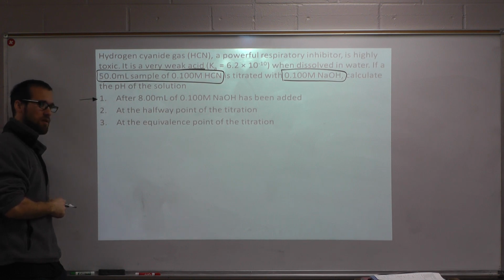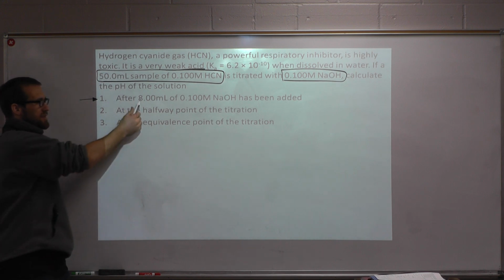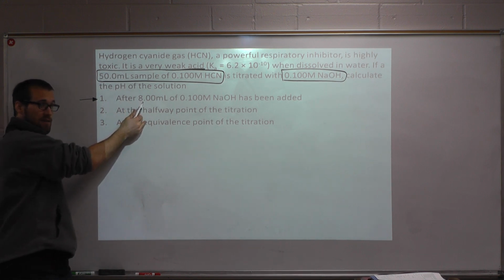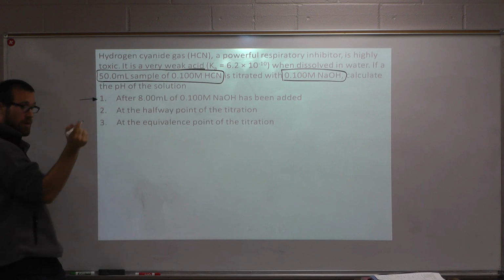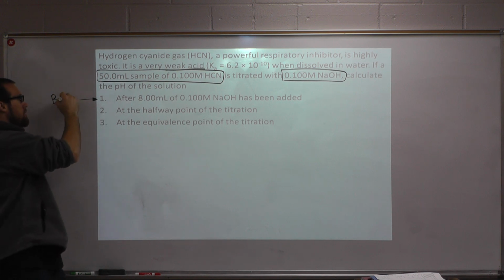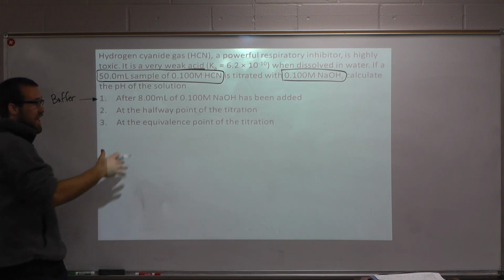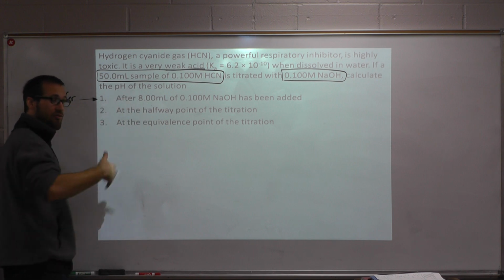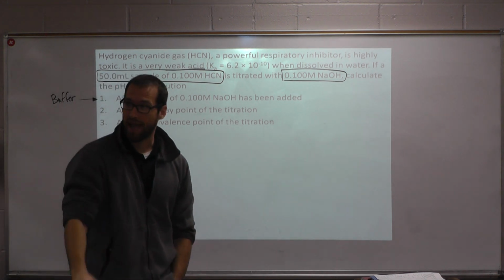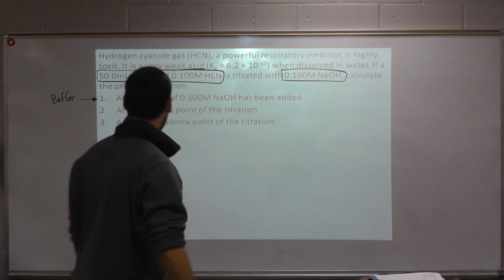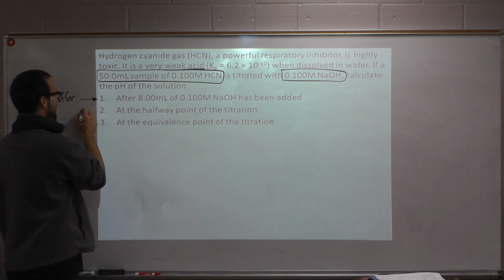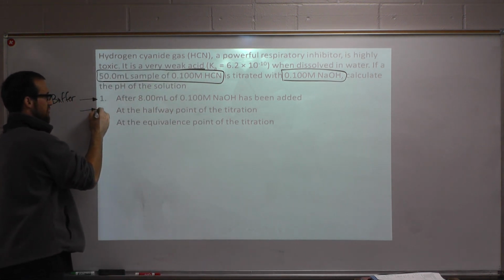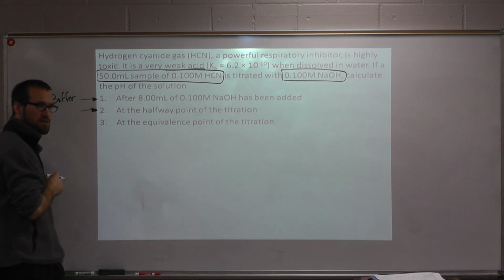Usually it's HCN. Yes. This is after something's been added, right? So it's a buffer problem. You see what I'm saying? If it was before anything was added, then your first step would be a weak acid problem. Okay? This says we're at the halfway point, so we didn't even have to identify what the halfway point was.